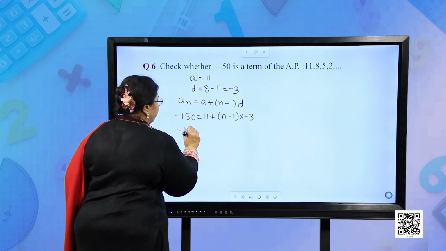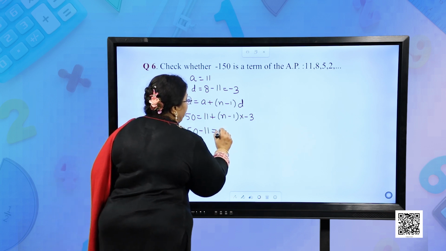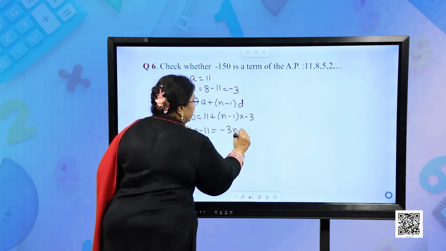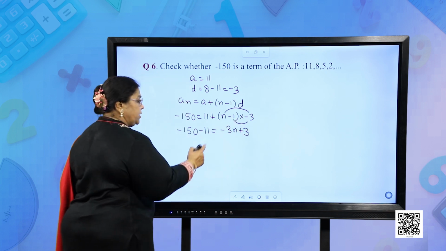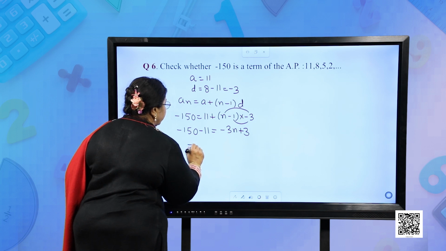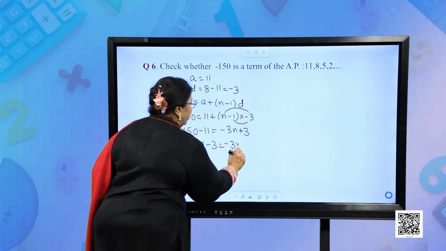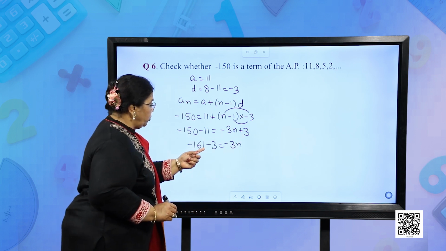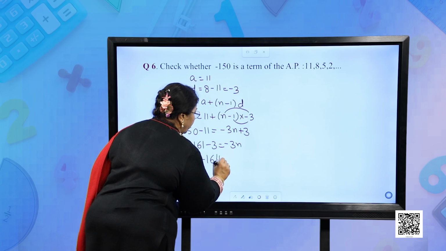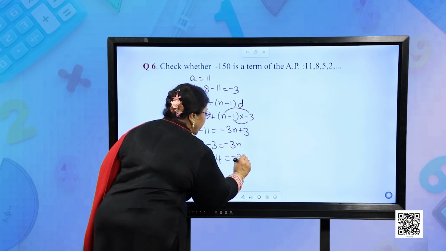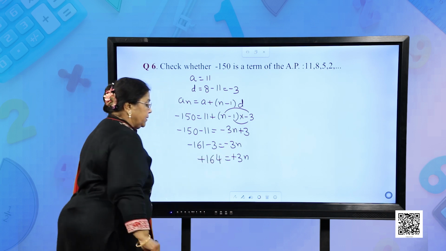So, minus 150 minus 11, if I bring 11 to the left hand side, I will have minus 3n plus 3. Look here, when I multiply, minus 3 into n is minus 3n, minus 3 into minus 1 is plus 3. Here I get minus 161 minus 3 is equal to minus 3n. I hope you have understood this. 3 we have brought to the left hand side, it will have a minus sign. So, minus 164 is equal to minus 3n. We have minus sign on both the sides. Let me make them plus, signs will change.